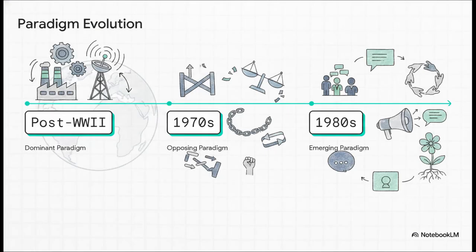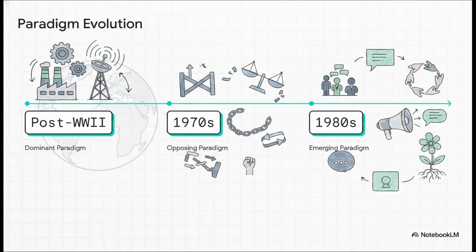Moving on to Section 2, the first attempt, the top-down modernization era. Now, what's really interesting about this slide is how it maps out our historical narrative of trial, error, and eventually awakening. Early global policy tried to use media to just force modernization. But spoiler alert, they definitely didn't get it right the first time. We start post-WW2 with the dominant paradigm of modernization. Then the 1970s brings the opposing paradigm of dependency. And finally, the 1980s introduces the emerging paradigm of participation.